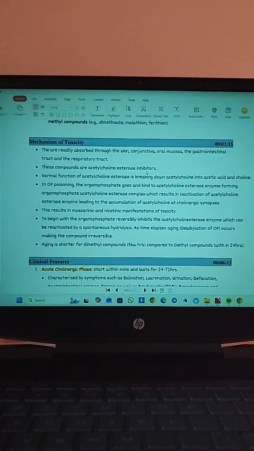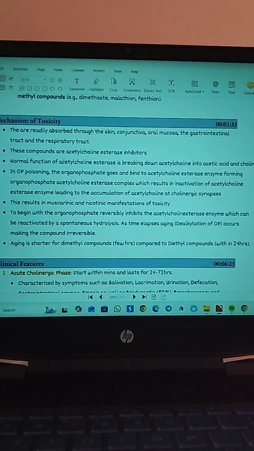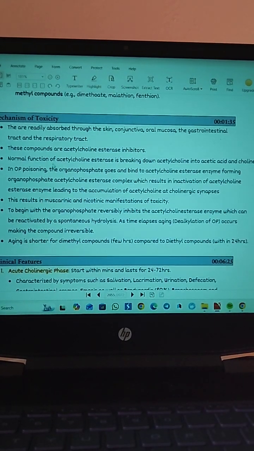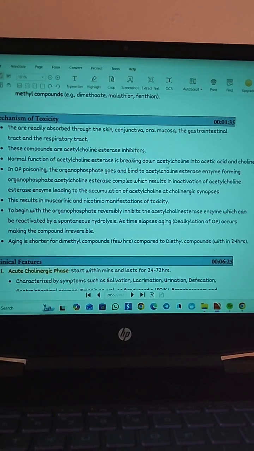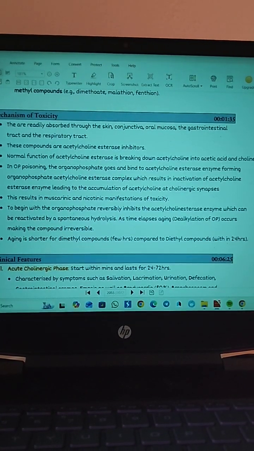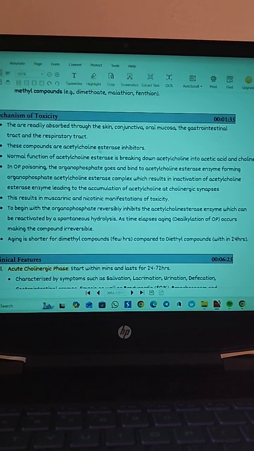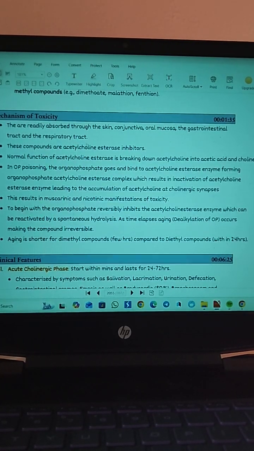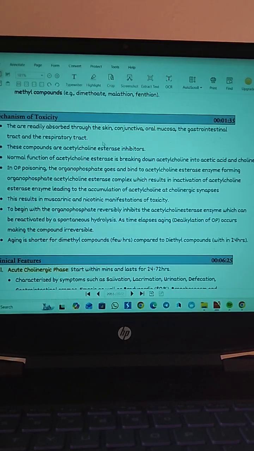So what happens? Normally, what is the function of acetylcholinesterase? Its function is breaking down acetylcholine. It will break down acetylcholine into acetic acid and choline. So that is the function of the acetylcholinesterase enzyme. These organophosphorus compounds will come and bind to acetylcholinesterase and inhibit this enzyme.